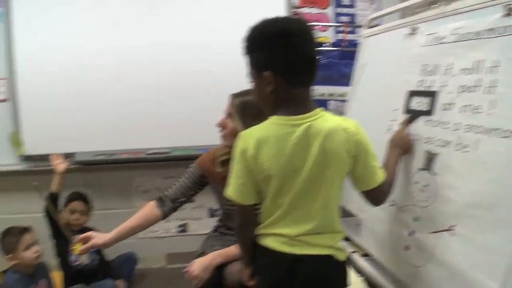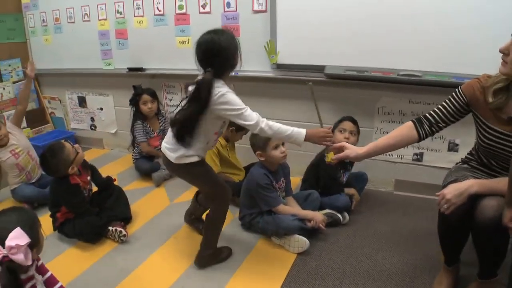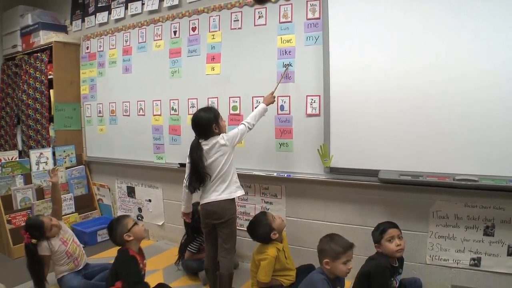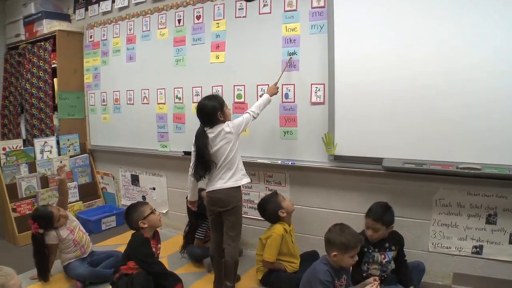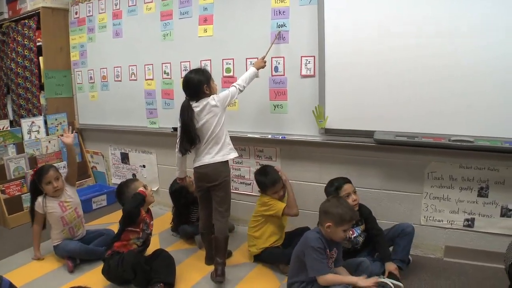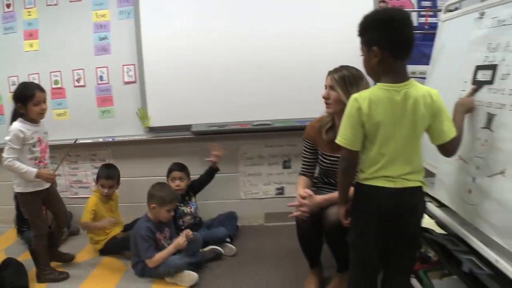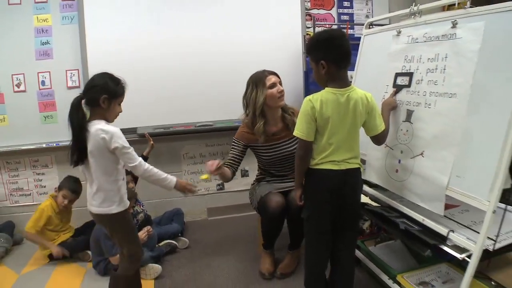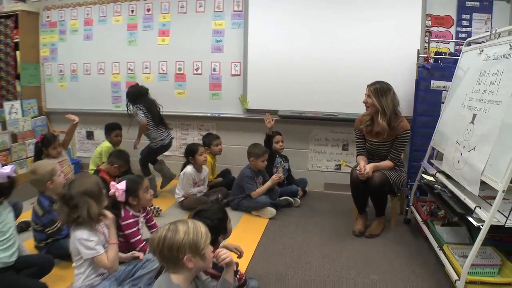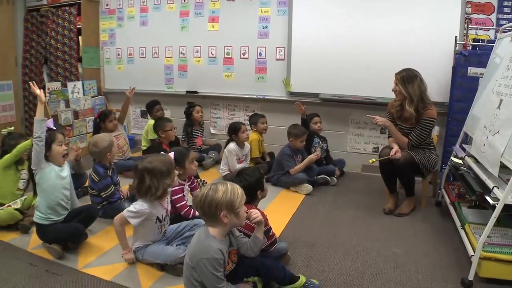Abby, can you go find look on the word wall? It's next to the L. All right, so point under the word, Abby. Let's look at the letters and see what order they're in. L-O-O-K. So every time you see the word look, the letters are always going to be in that order. Thank you, Derek.